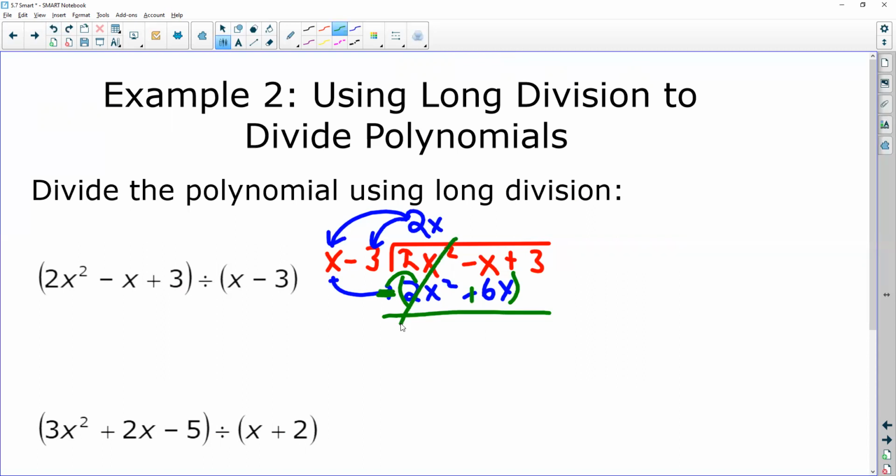So the first term cancels. Then I have minus x plus 6x. It's going to be positive 5x. Bring down the 3. Now I'm going to do the whole process again.